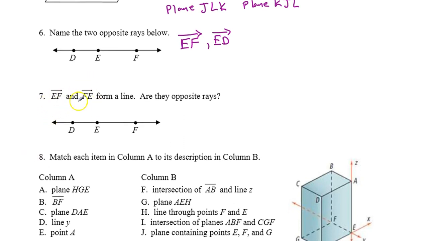All right. So down here, EF and FE, those 2 rays, ray EF, this one right here, and ray FE form a line. Are they opposite rays? Well, the answer to that question is no, because they do not share the same endpoint. And in order to be opposite rays, they have to share the same endpoint. So they do not share the same endpoint.